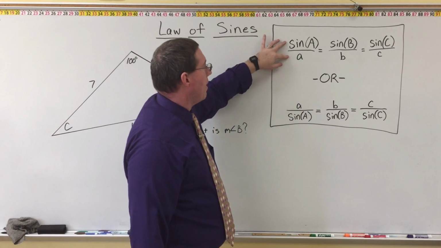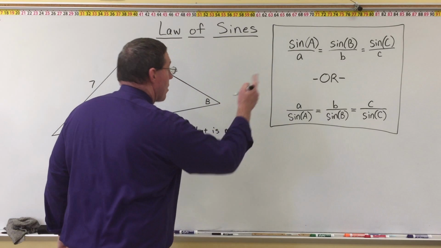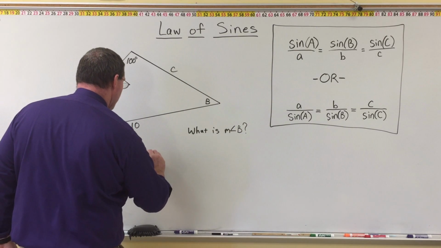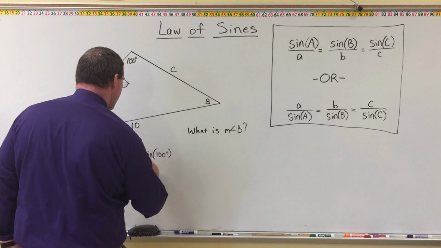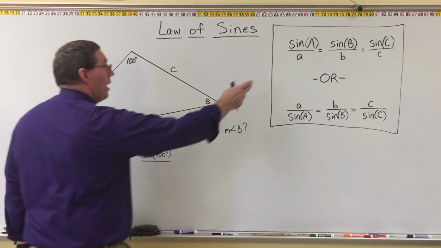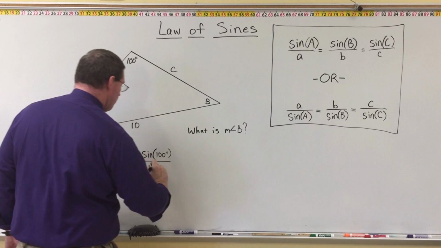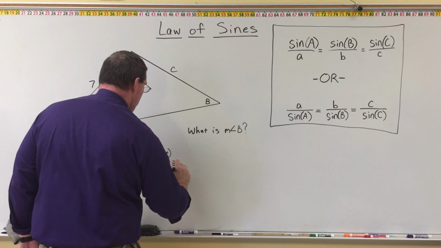So we're going to use sine of A over A. So we're going to set this up as sine of A, which is sine of 100 degrees. Now we're doing this one in degrees, but you can also do it in radians. Divided by the length of side A, which is 10, so we'll just put a 10 down here, equals.